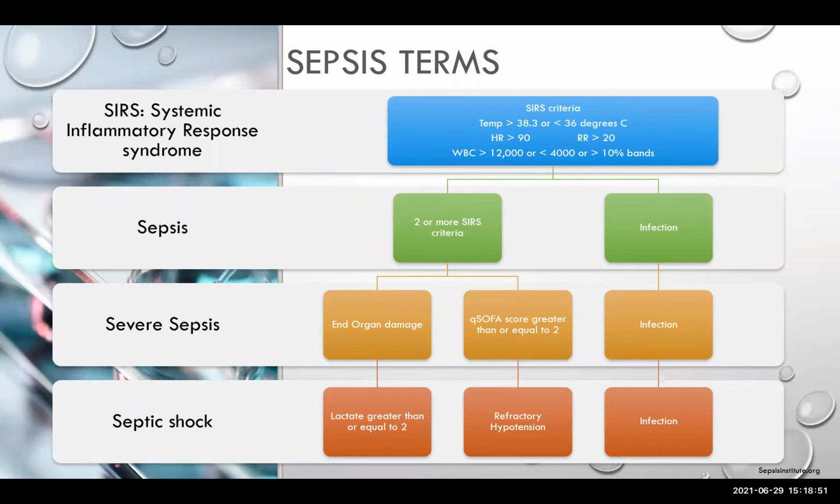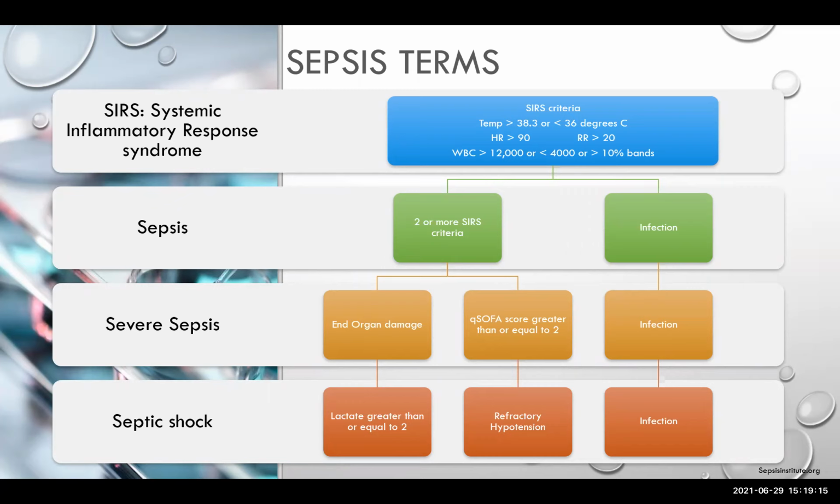respiration rate greater than 20, white blood cell count greater than 12,000 or less than 4,000, or greater than 10% bands. Systemic inflammatory response syndrome can progress to sepsis when you have 2 or more of the above SIRS criteria and a suspected or documented source of infection.